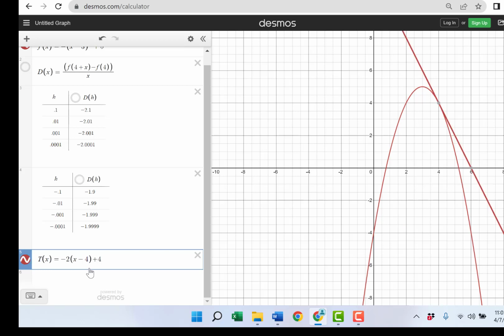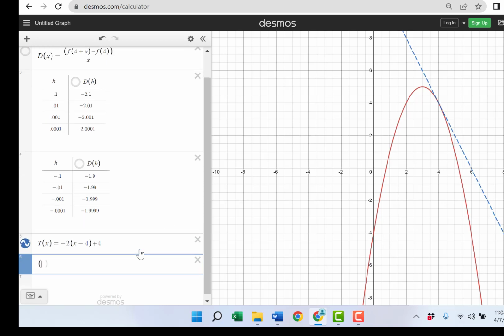The function f of x passes through the point (4, 4). I'm going to change that to a dashed blue line so that we don't confuse it with the actual function f of x. And we see here, I'll also add the point (4, 4), so that it's clear that the tangent line at (4, 4) is given by this equation.